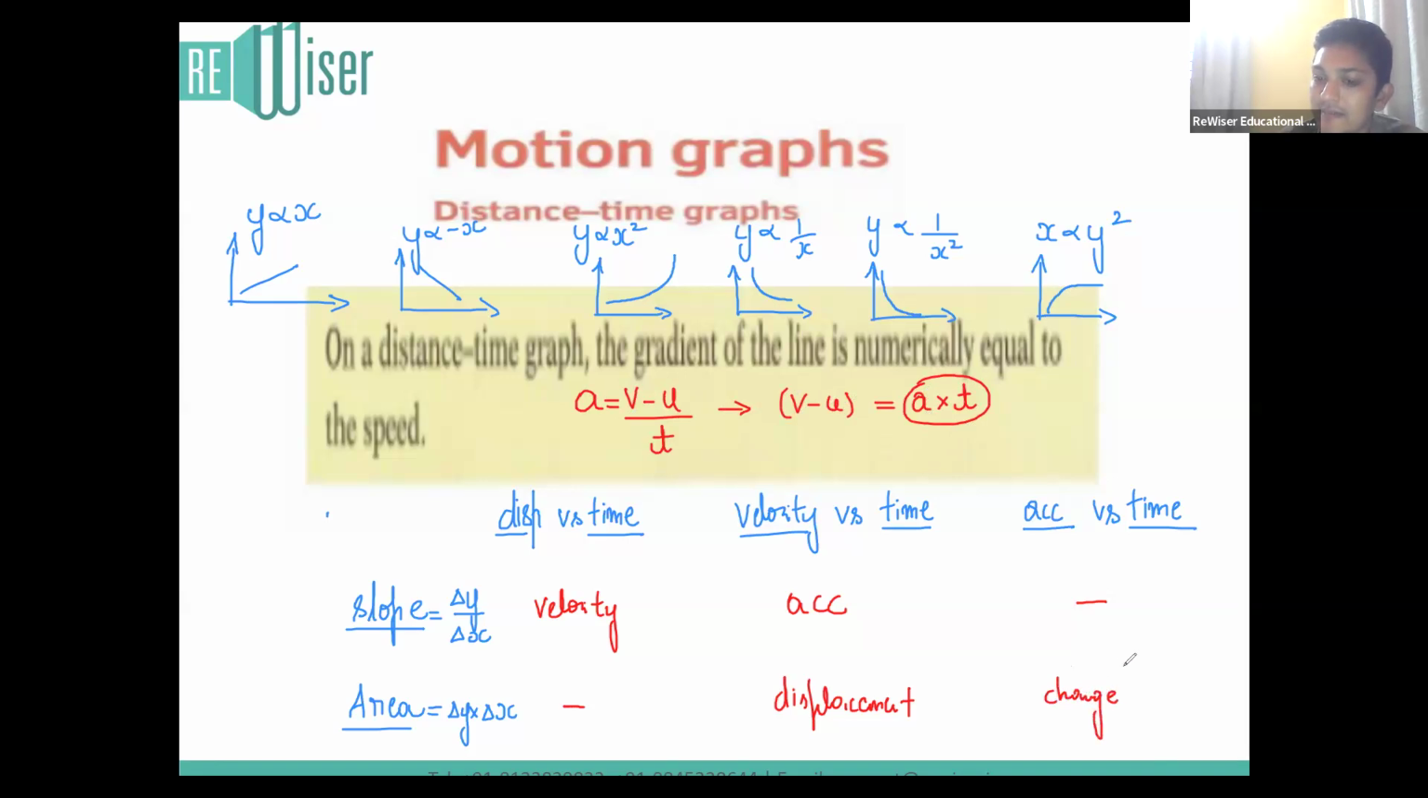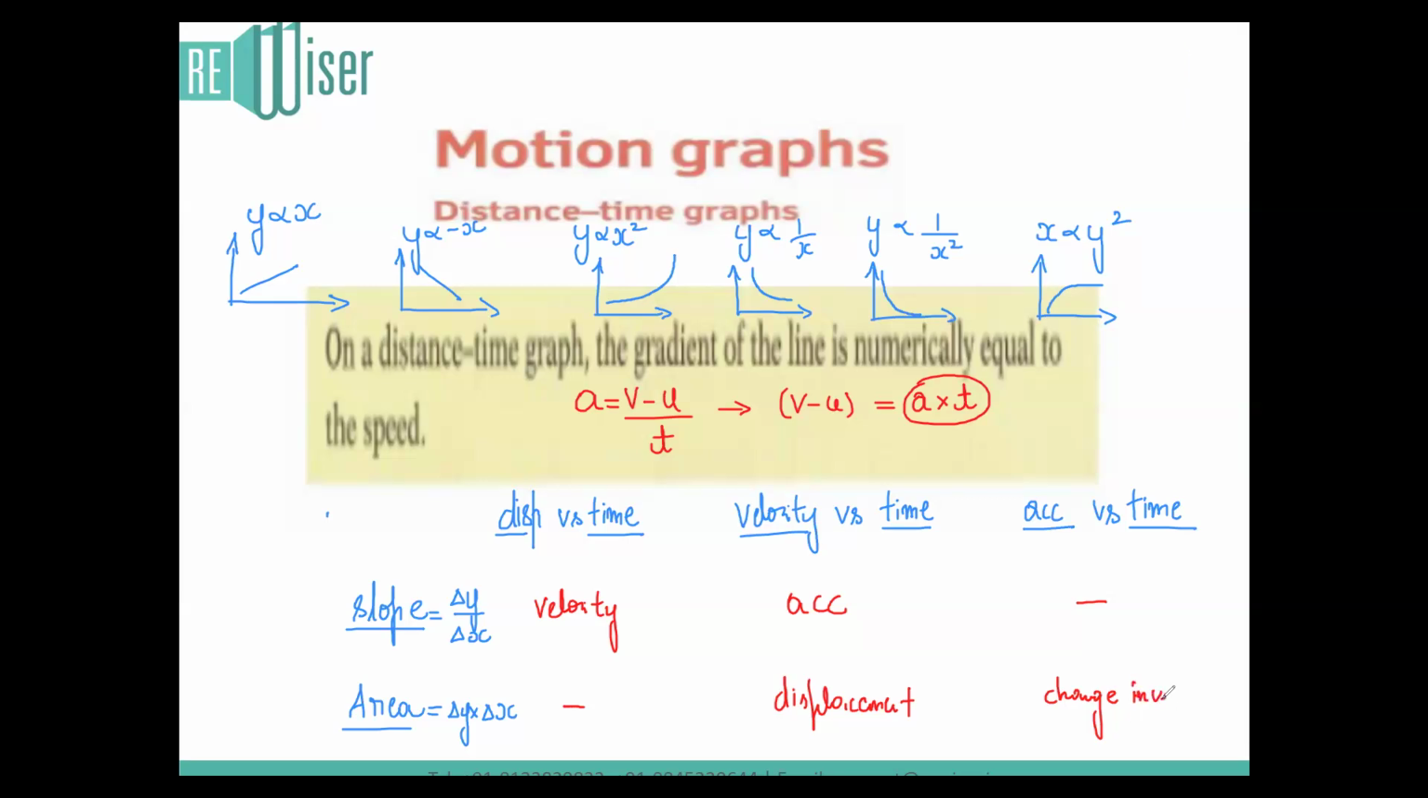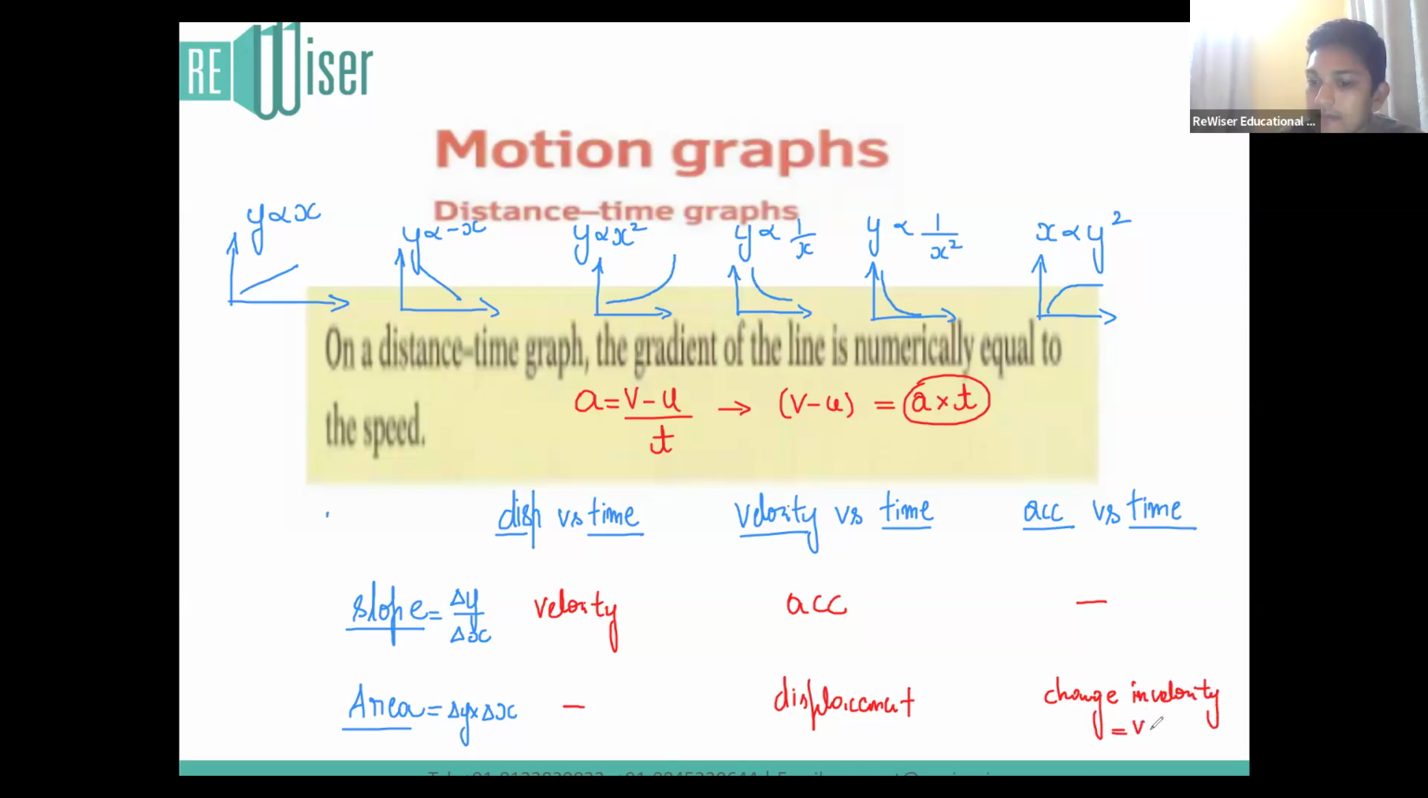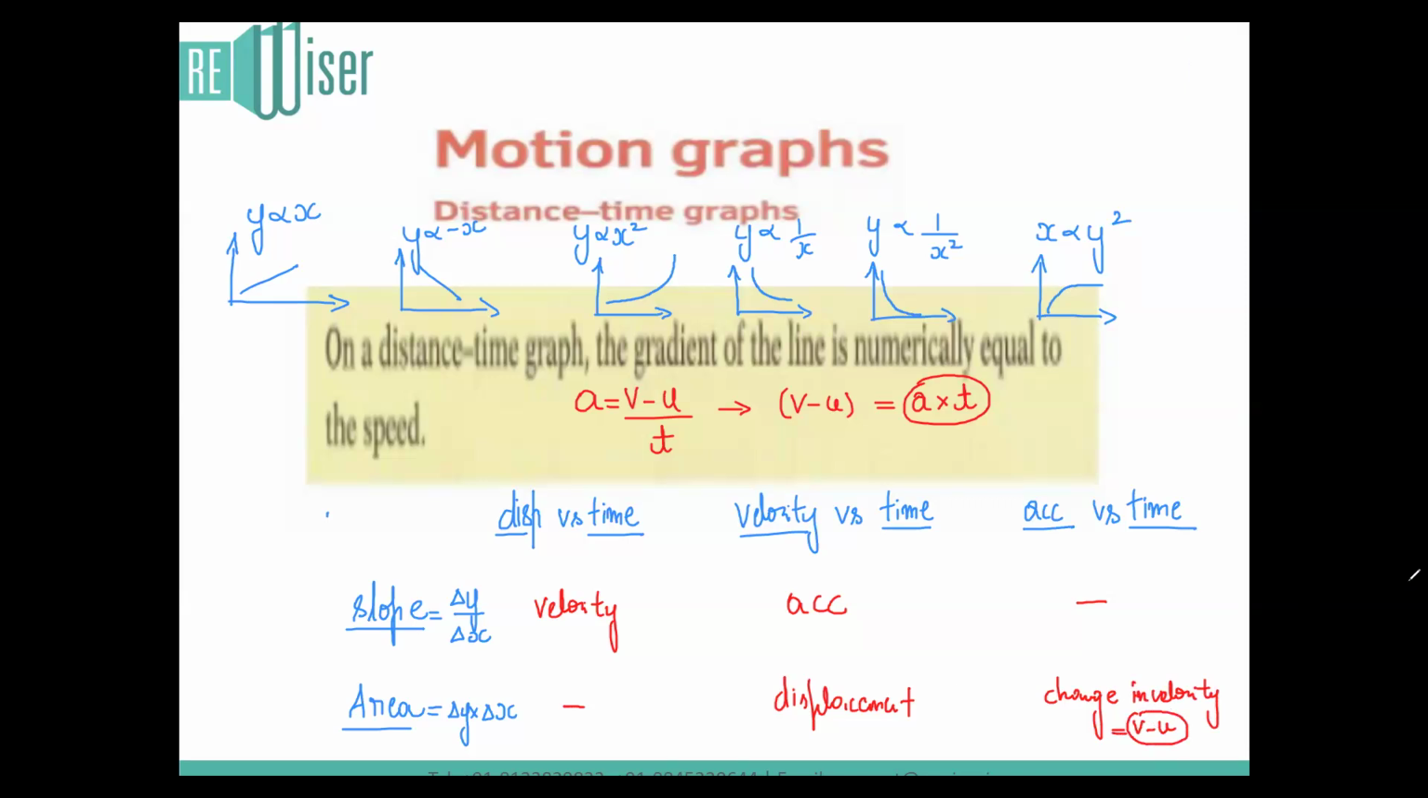Correct. So this represents the change in velocity. Students always make a mistake. They assume it is velocity because many a time the graph will start from the origin, which means initial velocity is zero. But on the odd occasion that it doesn't, you have to remember it's not velocity. The area is not velocity. Area is change in velocity, or it is V minus U. This is what the area represents. Any doubt in this?